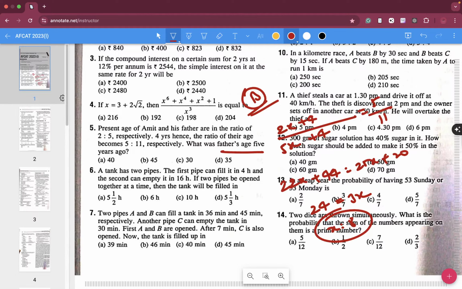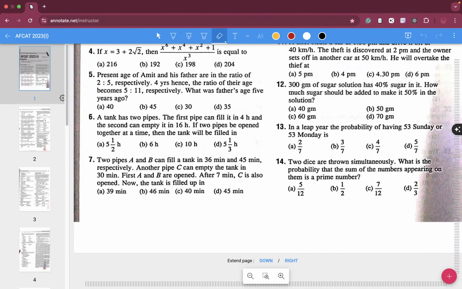What is the father's age 5 years ago, right? So right now father's age is how much? 5x, which means 8 into 5, which is 40, right? And 5 years ago means minus 5, which means 35 will be the answer to question number 5, folks, right?